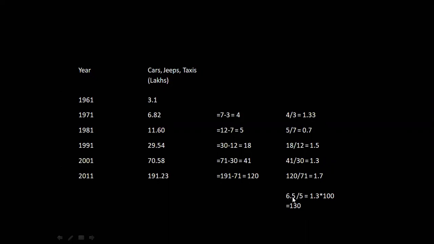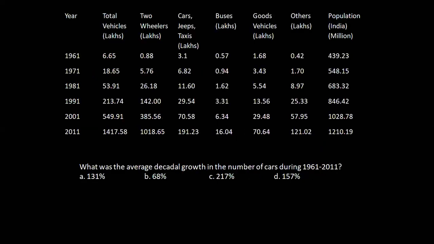So 6.5 divided by 5, you will get 1.3. And 1.3 we are supposed to multiply by 100, because the option you have to find out is the average decadal growth approximately. It will be 130. So we have around 130. Let's look into the options here. The options say 131%, 68%, 217%, 151. The nearest answer to 130 is 131%, so that will be the right answer. It is not the accurate one. It is the approximate one.